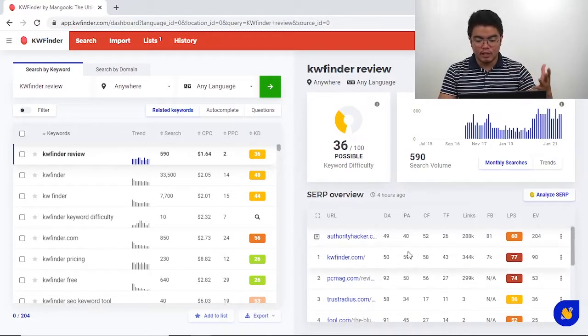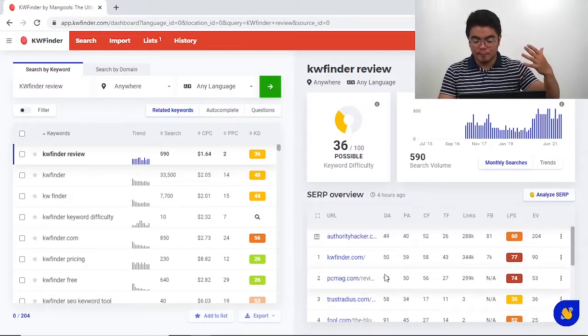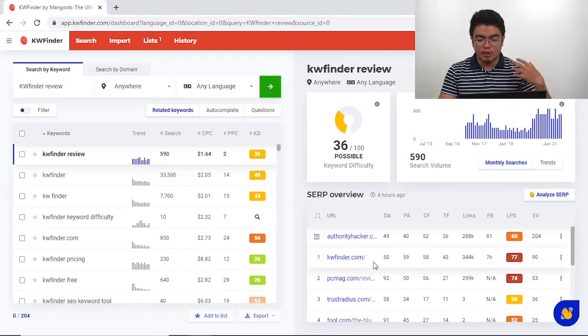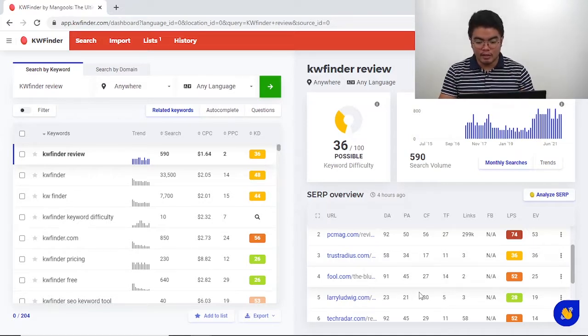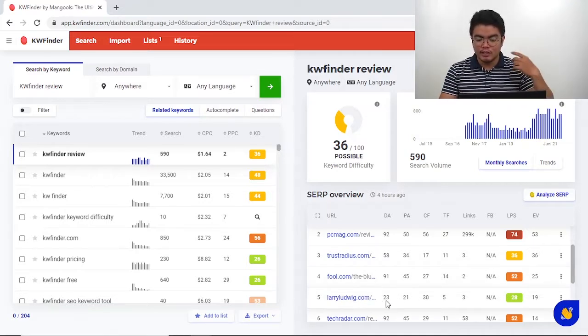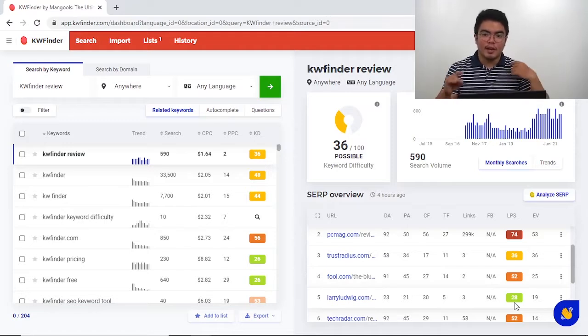And if you look down here, you can also see that the following websites also have strong DA and LPS. So perhaps if our website isn't that strong, we can hope to rank around here in number 5, which you can see only has a 23 DA and a 28 link profile strength. But if you have a stronger website, then maybe you can reach for higher placement in this SERP. So make sure you check this out so that you can have realistic expectations for your blog posts.